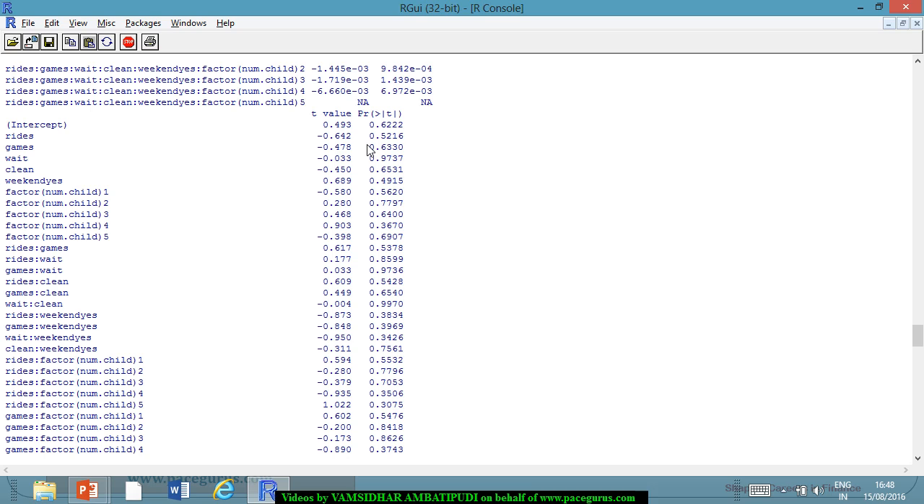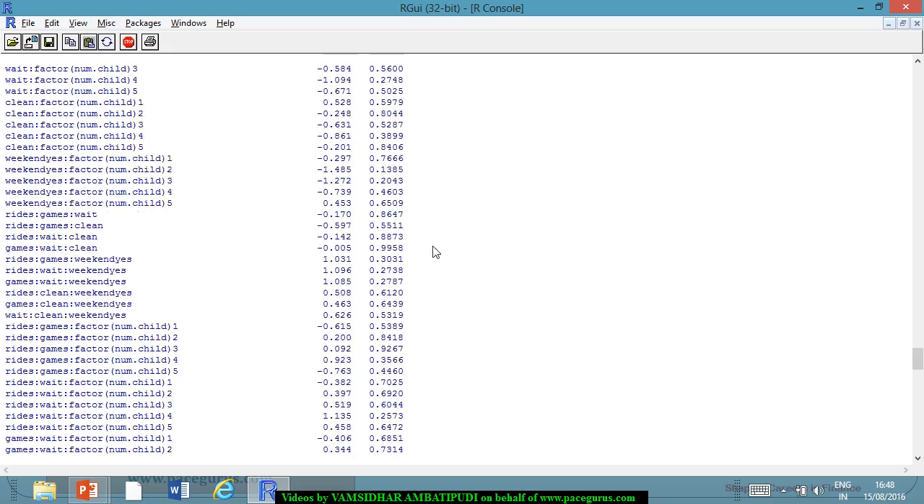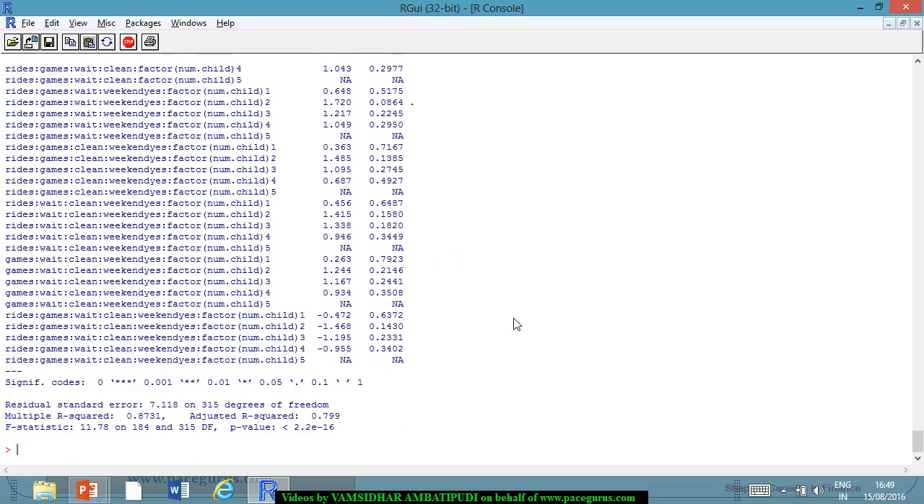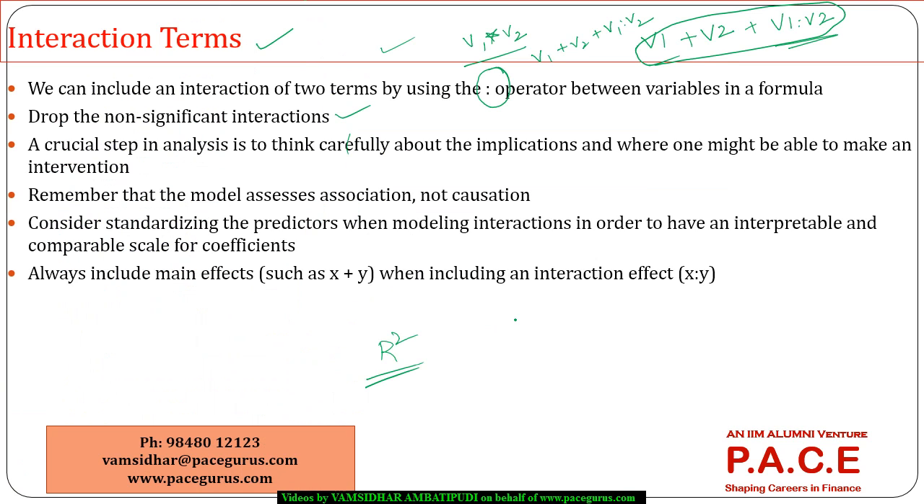So statistically I am getting some kind of a result, but theoretically I cannot really make any kind of implication. So we have to be very careful about the implications. I need to really think about what kind of interaction terms really make sense, and only those interaction terms need to be incorporated as a part of the model.